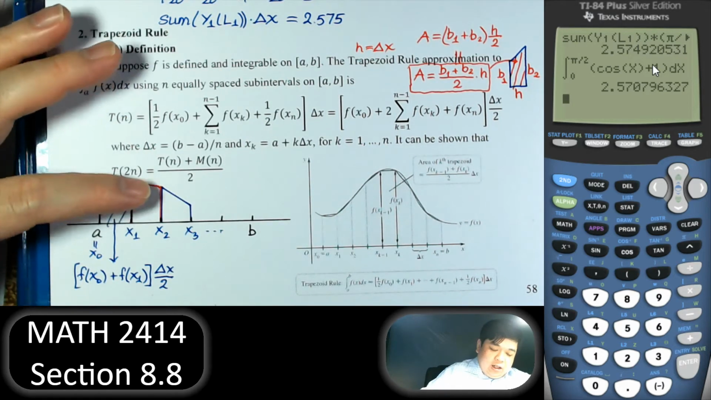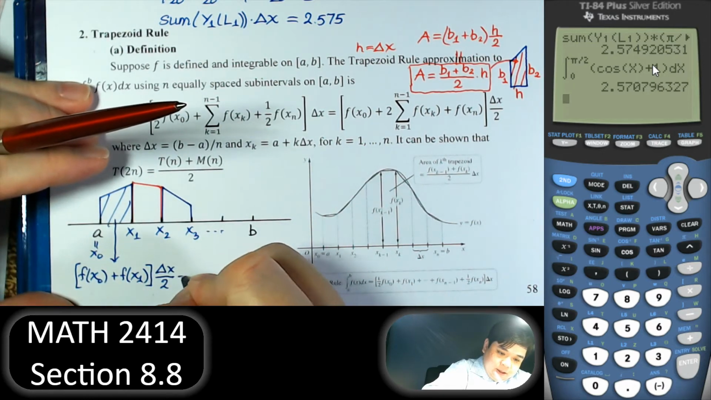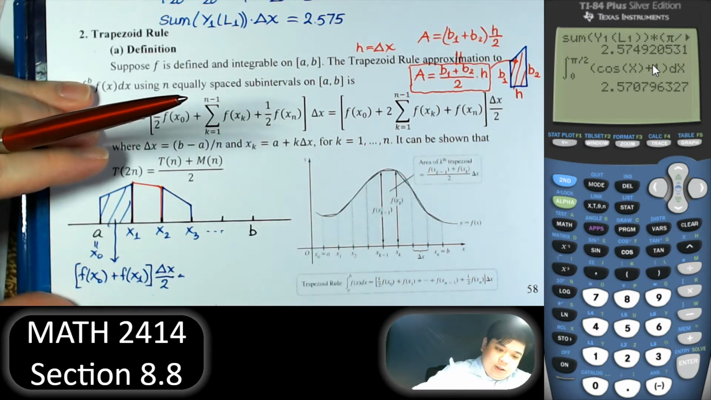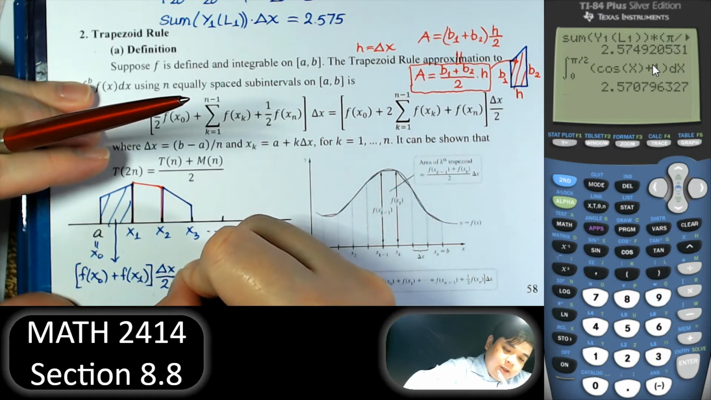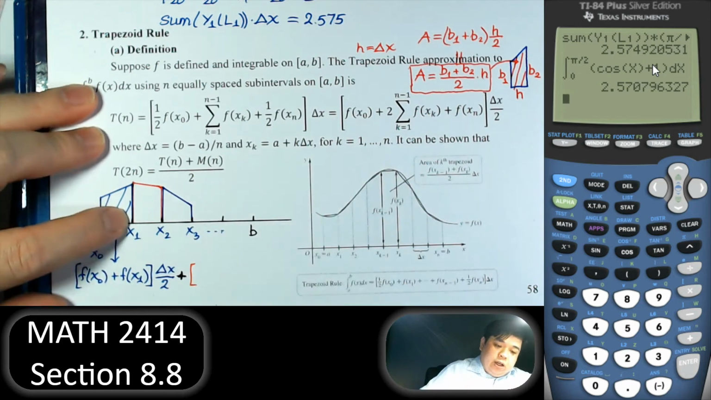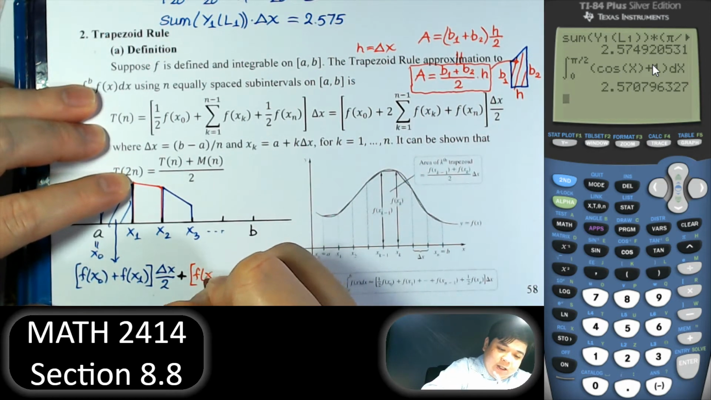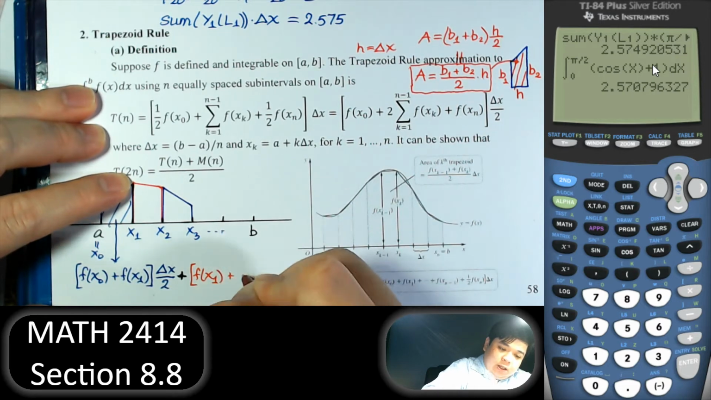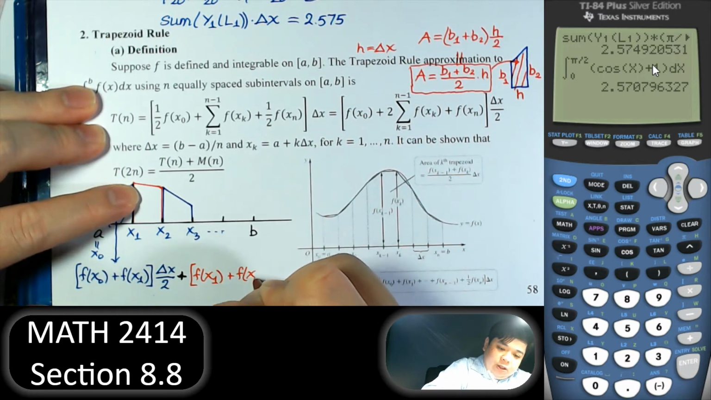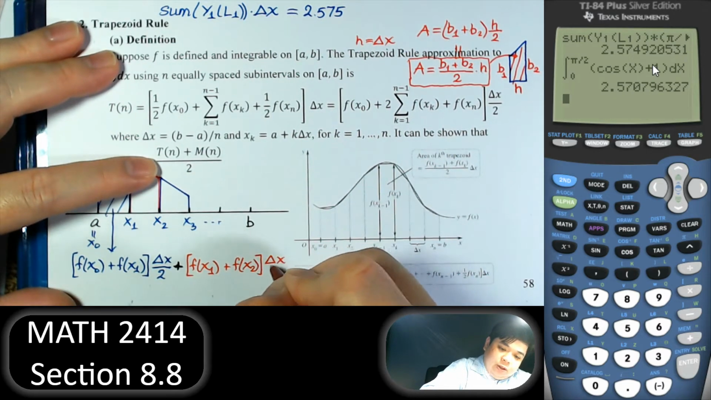The second one is going to be the function at x1, so base 1, base 2, and then delta x divided by 2.